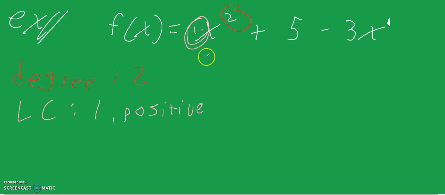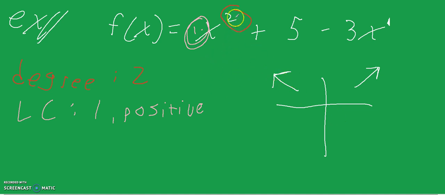So that means that my end behavior will point up on both sides. And this should make sense, right? I have a quadratic equation, so it should have the shape of a parabola. If I go in here and fill this in, my parabola might look something like that. But that's how a parabola points, right? It points both in the same direction.